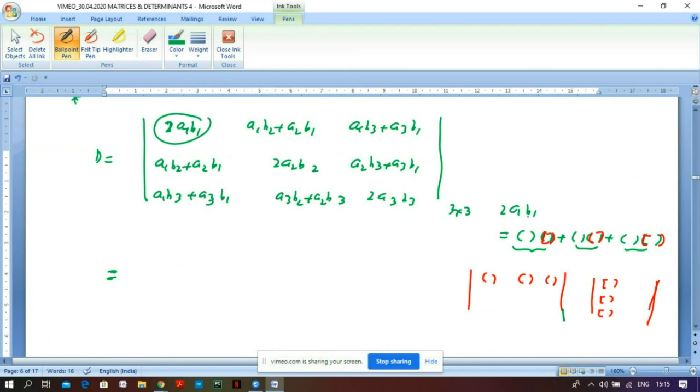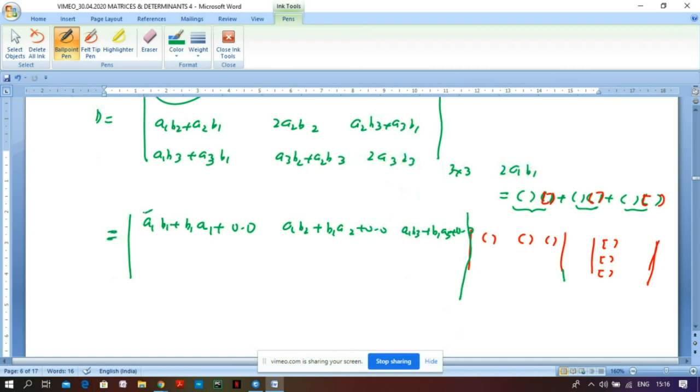So 2a1 b1, I will write in a creative way. I can write this as a1 b1 plus b1 a1, and nothing else is there, so I'll put 0 times 0. Then a1 b2 I will write as a1 b2 plus b1 a2 plus 0 times 0. And the third thing I can write in the same manner as a1 b3 plus b1 a3 plus 0 times 0.